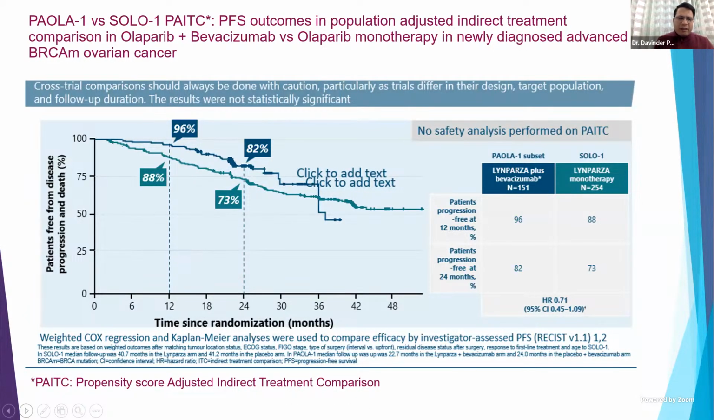So they have done some cross trial comparison between these arms, between Lynparza monotherapy and Lynparza plus BEV in this study. Although it is not right to compare these trials, they have shown that there is a concordance between these trials, and the benefit is there in both the arms, whether it's PAOLA-1 or SOLO-1. They all have shown the benefit with this couplet. Next slide.